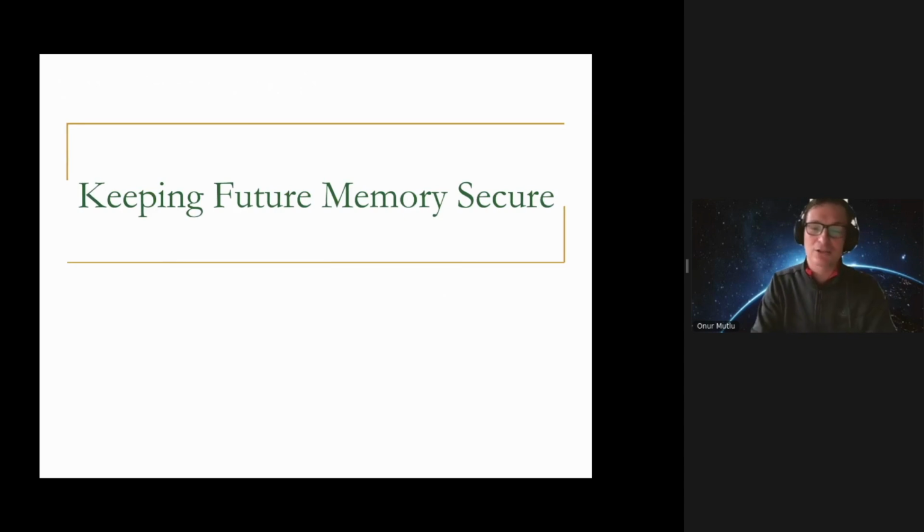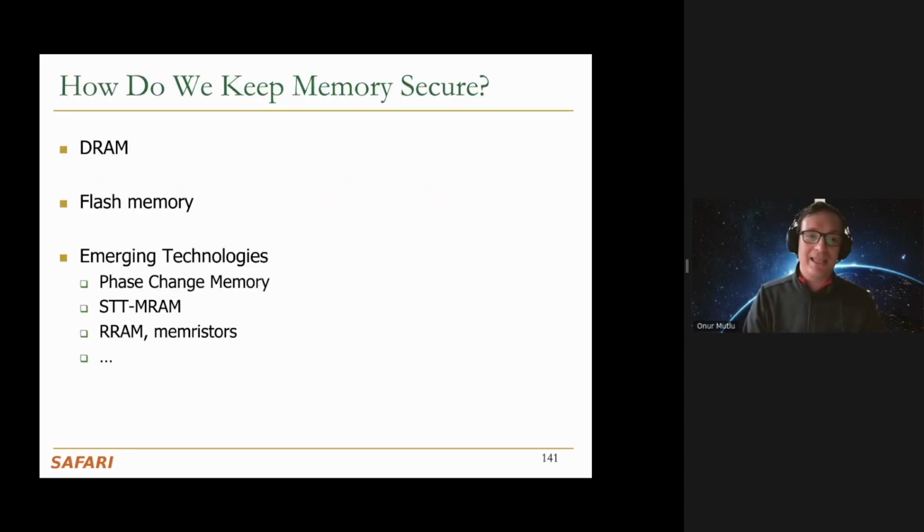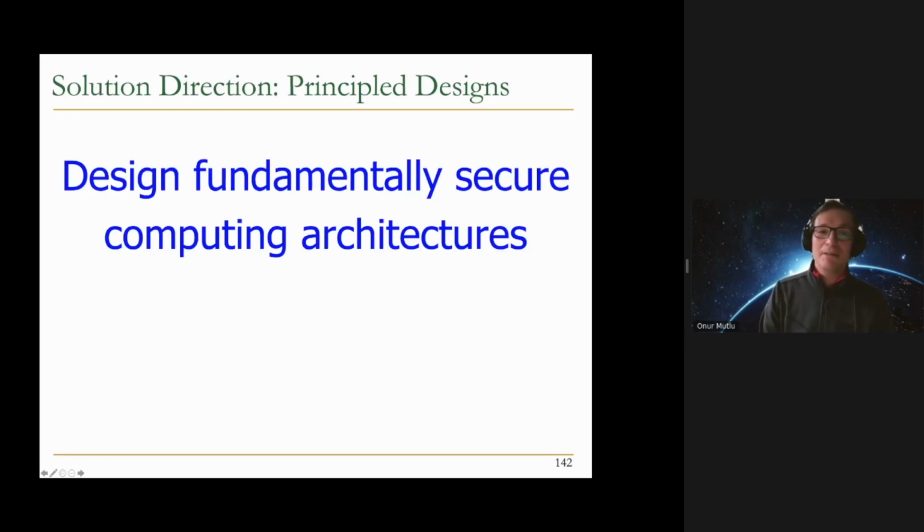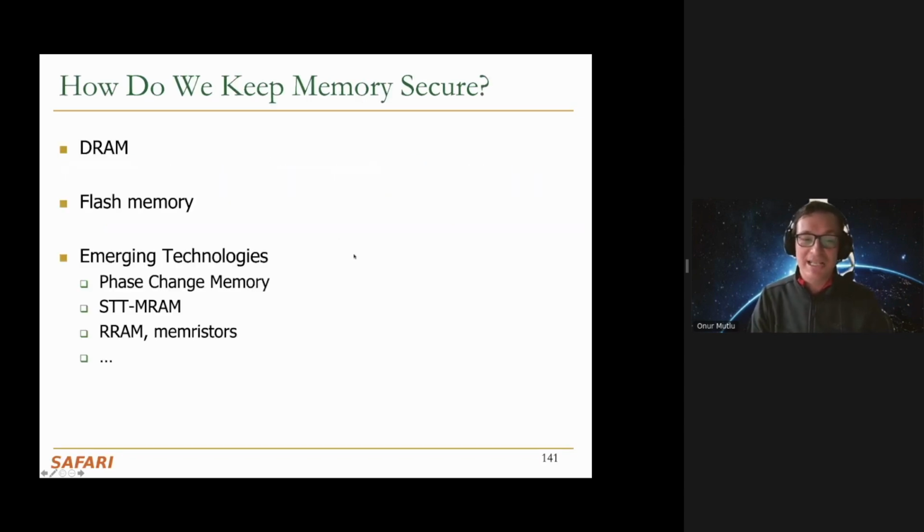So let me talk about the solution direction at a high level quickly. How do we keep memory secure? It's DRAM clearly, but flash memory and the emerging memory technologies that are going to partially replace DRAM or flash memory also have a lot of different error mechanisms that are somewhat scary. For example, phase change memory has write disturb mechanisms. STT-MRAM has similar write disturb and read disturb mechanisms. But basically, I believe to solve these problems, we need to design fundamentally secure computing architectures.